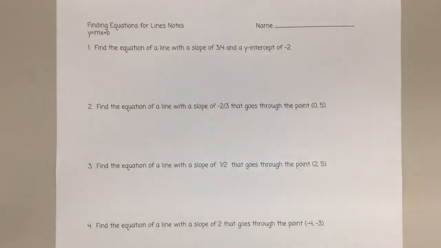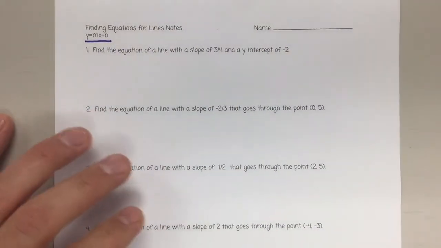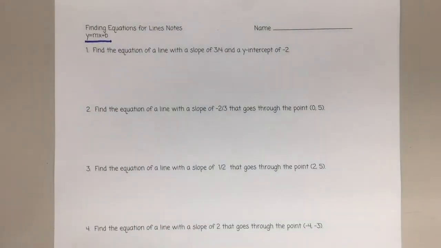All right, today's lesson is called Finding Equations for Lines Notes. We're going to be taking information in various forms and writing an equation for a line in y equals mx plus b form. Remember, x and y are just points, m is the slope, and b is the y-intercept.